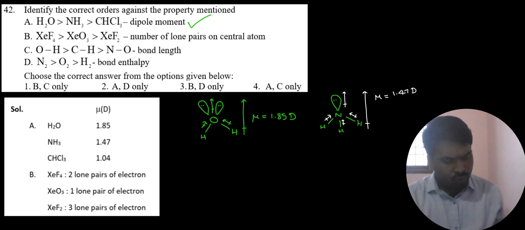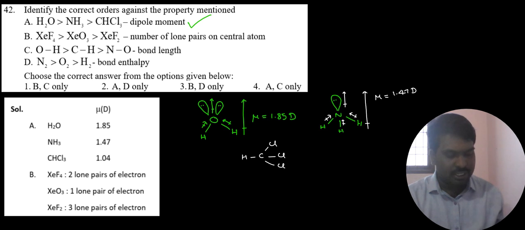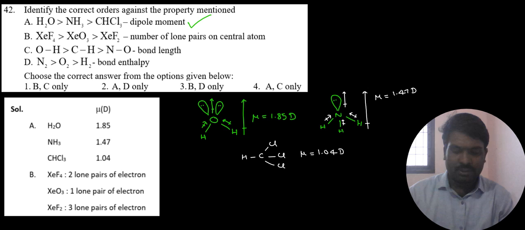Now chloroform, CHCl3. Here the C-Cl bond polarity is less as compared to the OH and NH bonds. So this is the reason we can expect its dipole moment to be less, 1.04 D. So this is the reason the given order is right.